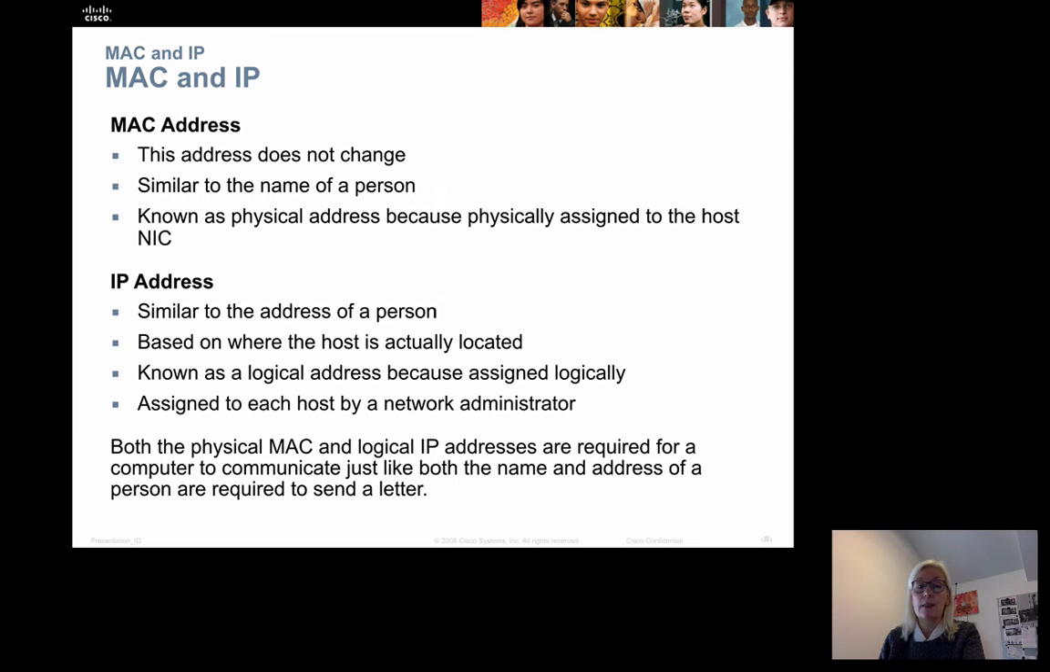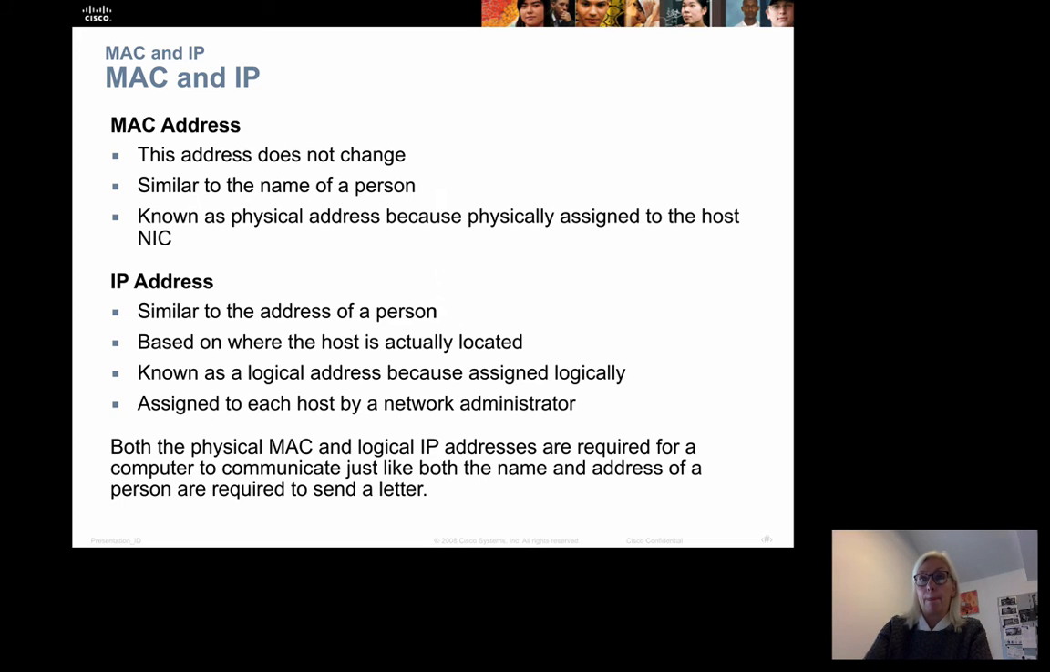The IP address is similar to the address of a person. That is based on where you actually live or where the host is located. So when you move from network to network, your IP address will change. It is the logical address because it's assigned logically, and it's assigned to you either by some automatic setup or by the network administrator.